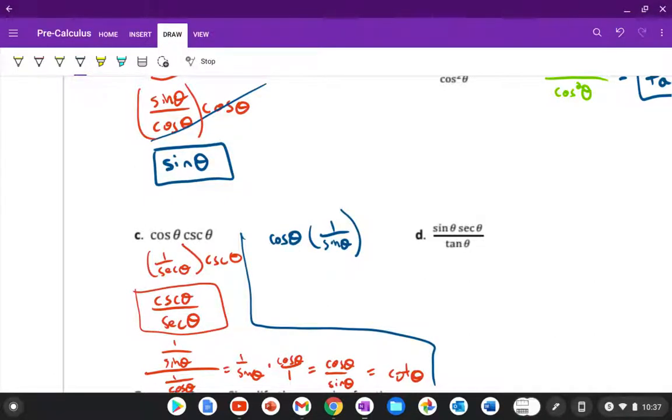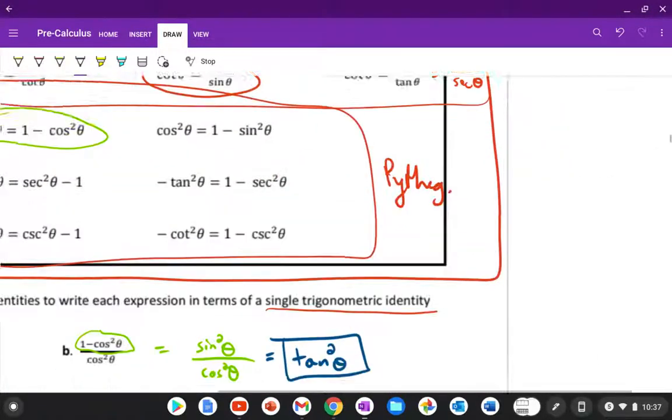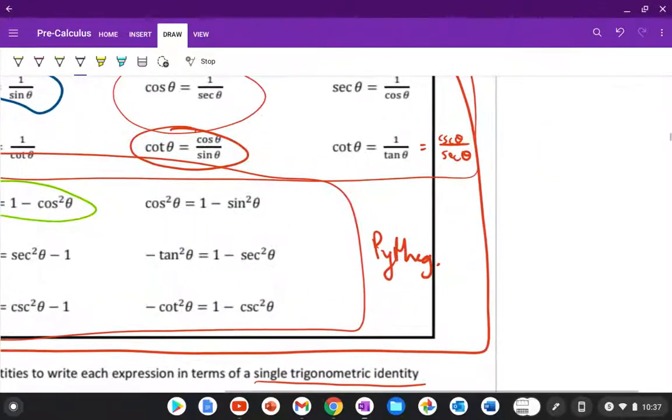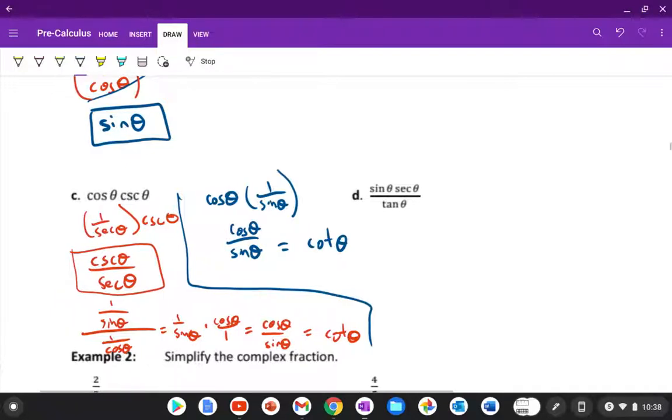Well, then we just multiply. We get cosine theta over sine theta. And we can see cosine theta over sine theta is just cotangent theta. So that is a significantly easier way to go about doing it. It'll save you a lot of steps there and also some complex fractions as well. So either way, we get cotangent of theta. Make sure you're showing your work again so I can see how you did it. If you just write cotangent of theta, I'm not going to give you credit for that.